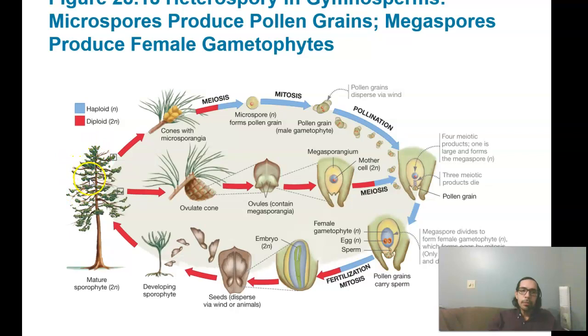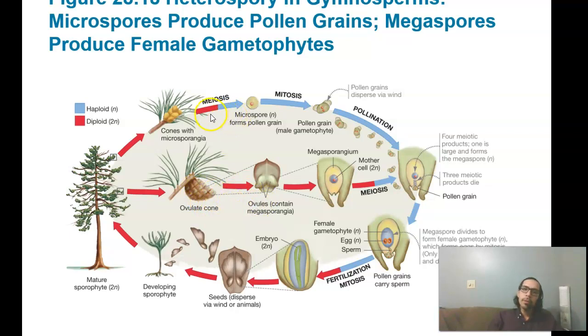But pretty much starting here with the sporophyte. So remember that gymnosperms are sporophyte dominant. So the majority of the lifetime of that plant is going to be in the sporophyte. In this case, it's a pine tree. So this is the sporophyte, the diploid. The pine tree, or the sporophyte, will have either male cones or female cones. Within those cones are either the microsporangia for the male cones, or the megasporangia for the female cones.